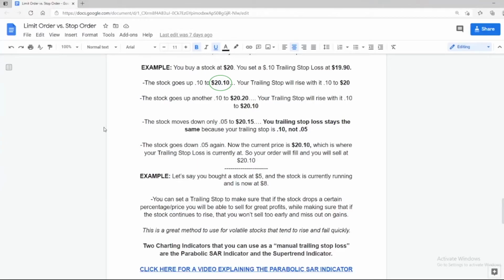So your trailing stop loss, which used to be at $19.90, well, because the trail happened, now your trailing stop loss rises with it. Your stop loss goes from $19.90 to $20. So the stock goes up another 10 cents to $20.20. Well, your trailing stop loss now goes up 10 cents with it to $20.10. So let's say the stock moves down only 5 cents to $20.15. Your trailing stop loss stays the same because your trailing stop is 10 cents, not 5 cents.